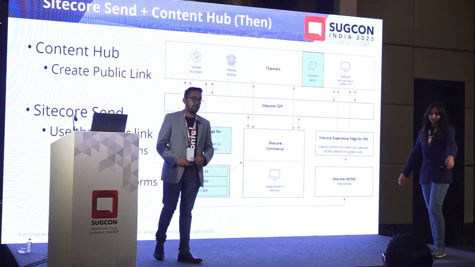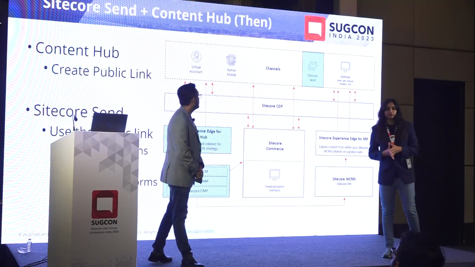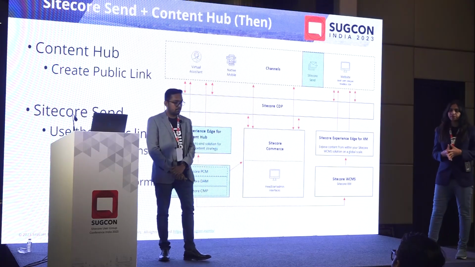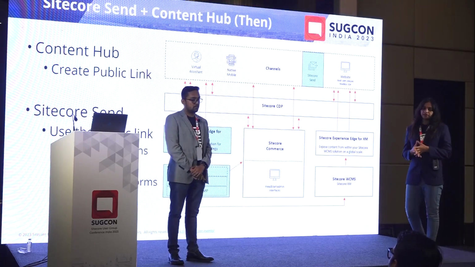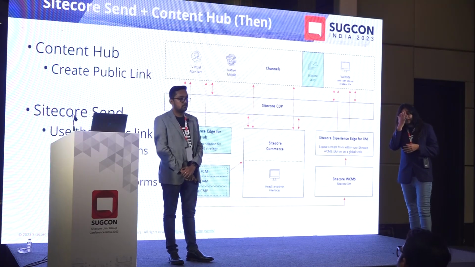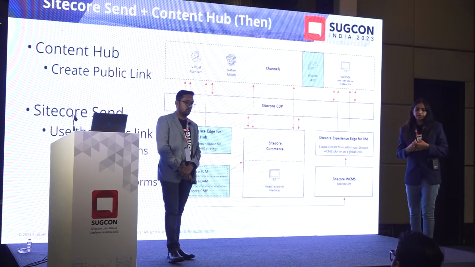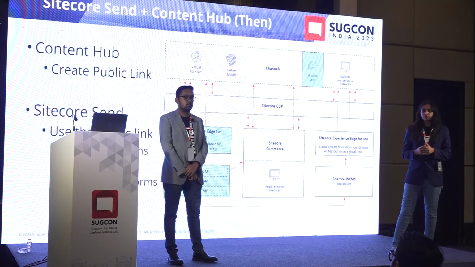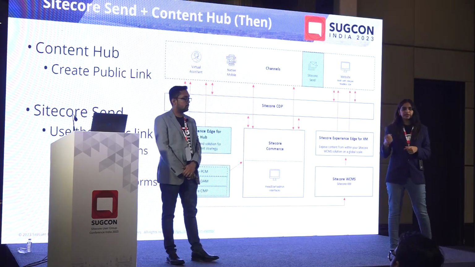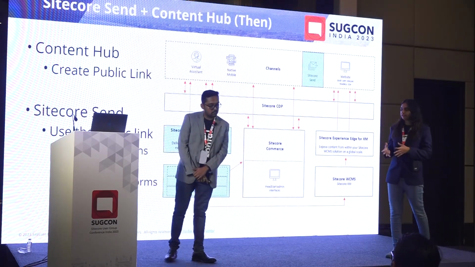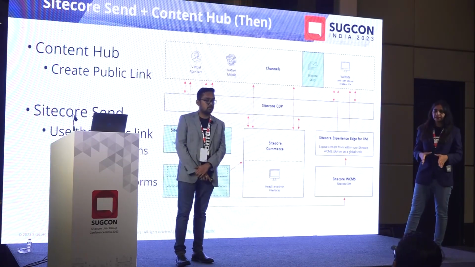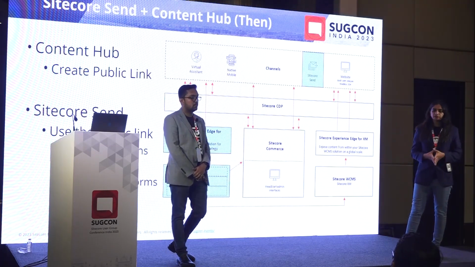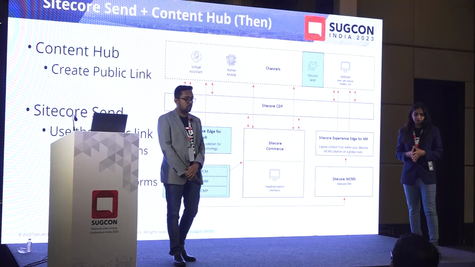Okay, so like Sitecore Send and Content Hub, how are you using Content Hub with Sitecore Send? Content Hub is basically where you will be storing all your digital assets, like your images, your PDFs or your other digital assets, where your metadata and everything would be controlled. Earlier, if you wanted to use a particular image for your campaign, you had to go to the Sitecore Send, generate a public link, click on the assets, and there you would get an option to create a public link, and you had to paste that link wherever you wanted to use that digital image or asset.